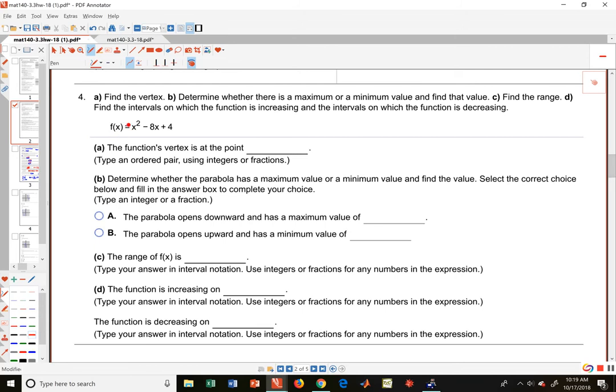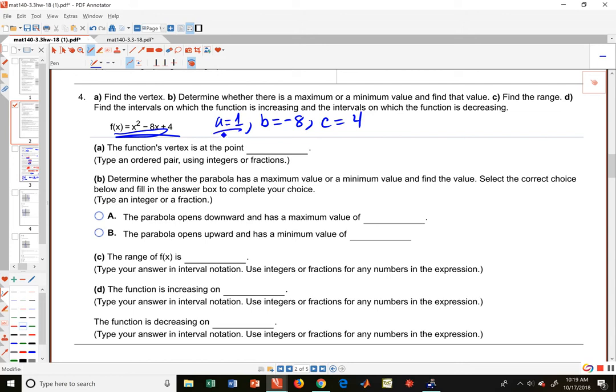So the first thing, when you're looking at a function like this, you've got to identify what the a, the b, and the c are. The a is a 1. You actually don't write the coefficient when the coefficient is 1. The b is a -8. And the c is a +4. So the sign goes with it. So that subtraction sign becomes a -8 for our coefficient.